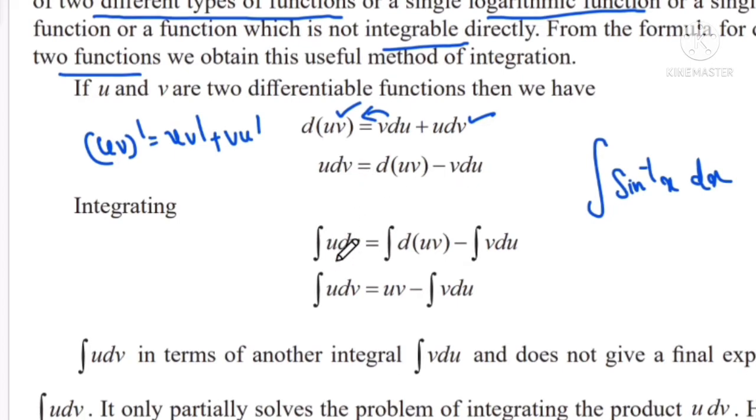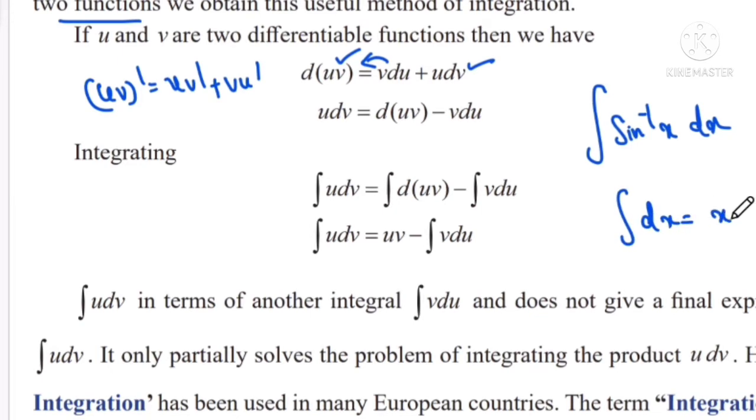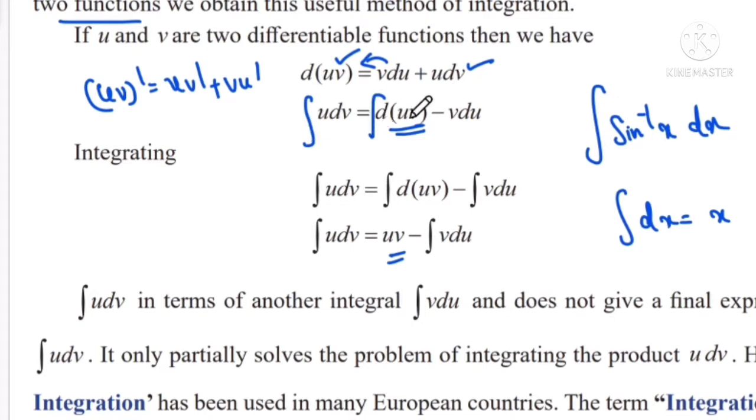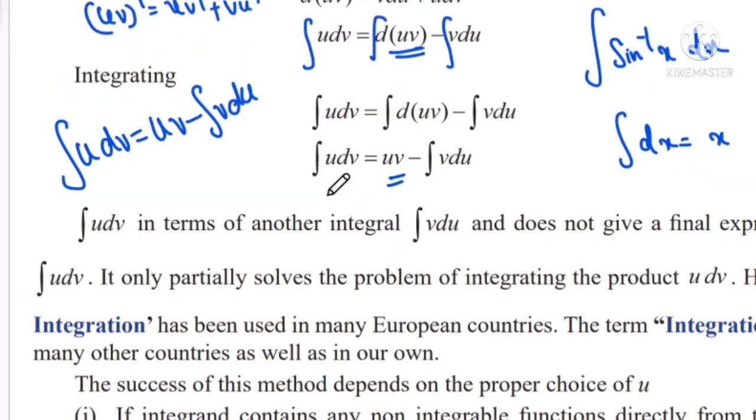Now integrate both the sides. You get integration of u dv is integration of d(uv). See, you know integration of dx is x. So integration of d(uv) is uv itself. Integration of d(uv) is uv minus, you are integrating every term. So finally we get integration by parts. This is the formula: integration of u dv is u into v minus integration of v du. This is the integration by parts formula.